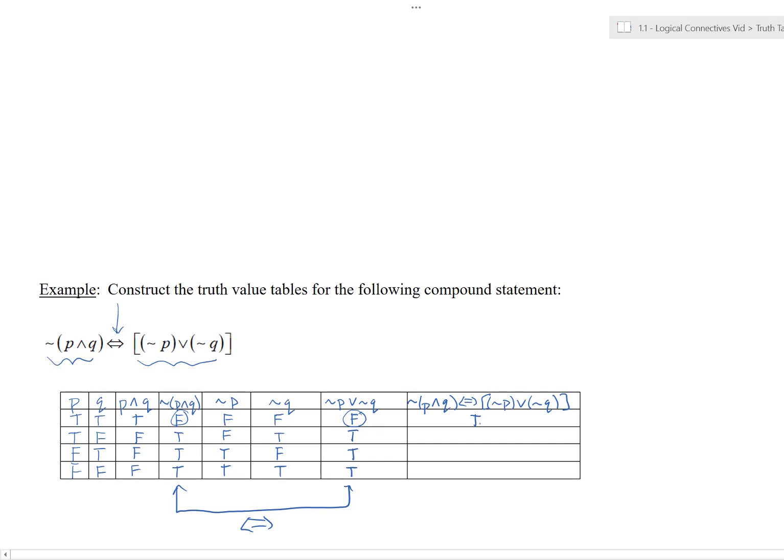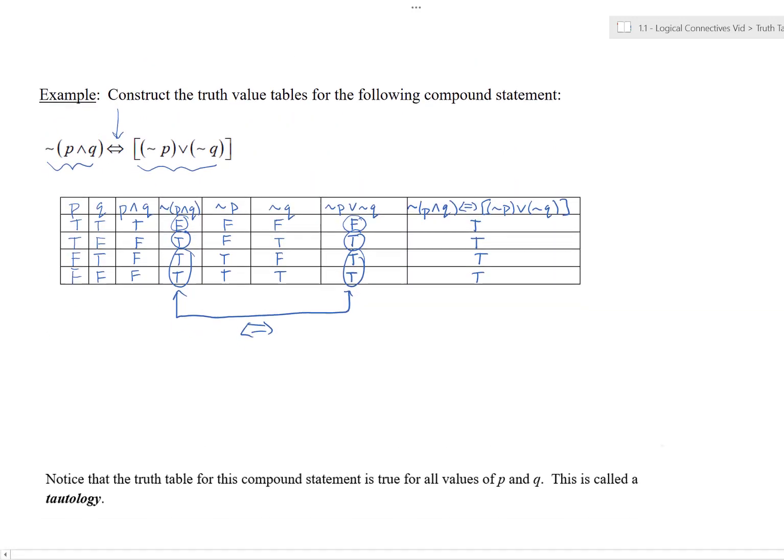Go to the next one. True, true. Same truth value again, so that's true. And in fact, the next two rows are the same. Hence, this statement, this complicated random statement, is always true. That's pretty nice. So no matter what you do, it's going to be true.